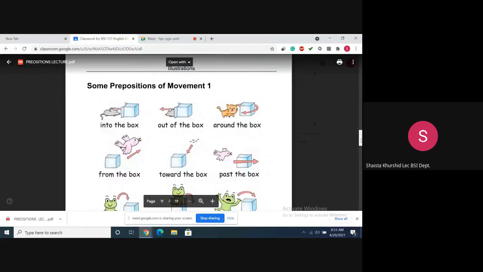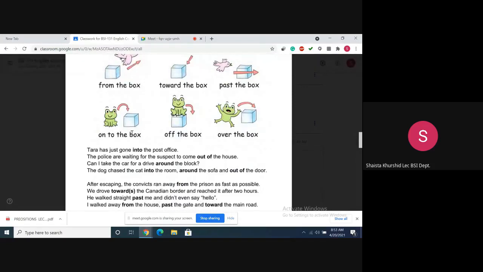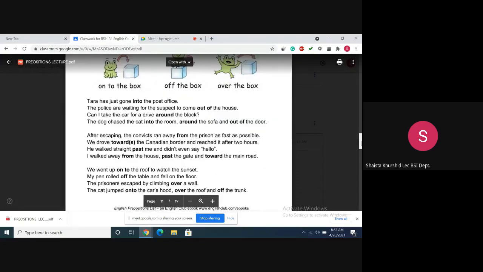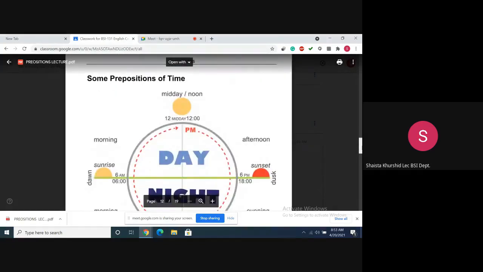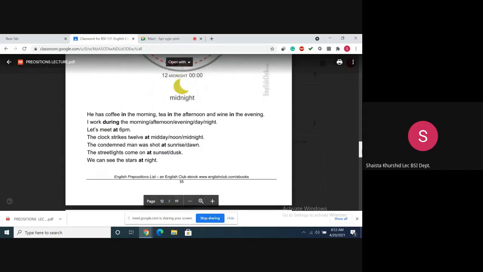Because into the box is when you enter and there is a surrounding, while onto is when you put something on the surface of something. Onto the box, off the box, over the box. So you see, I just wanted you people to see these things. Some prepositions of time, you see there are some pictures. You can have a look at this document at any time, but I want to discuss them in detail.